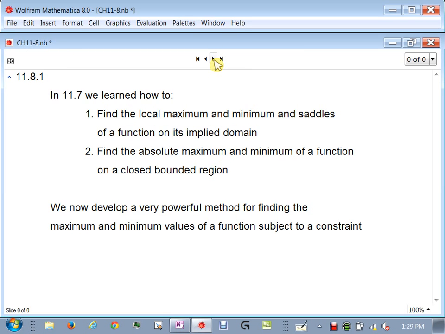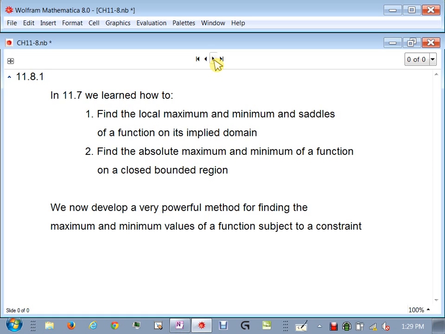So we already learned in 11.7 that we can find the local max and mins and saddles of a function on its implied domain. How do we do number 1 here? How would you find the local max and min saddle points of a function on its implied domain? You compute that D thing, right? So you have to find the critical points, and then you compute D, and if D is greater than, and so on. That's how you do it.